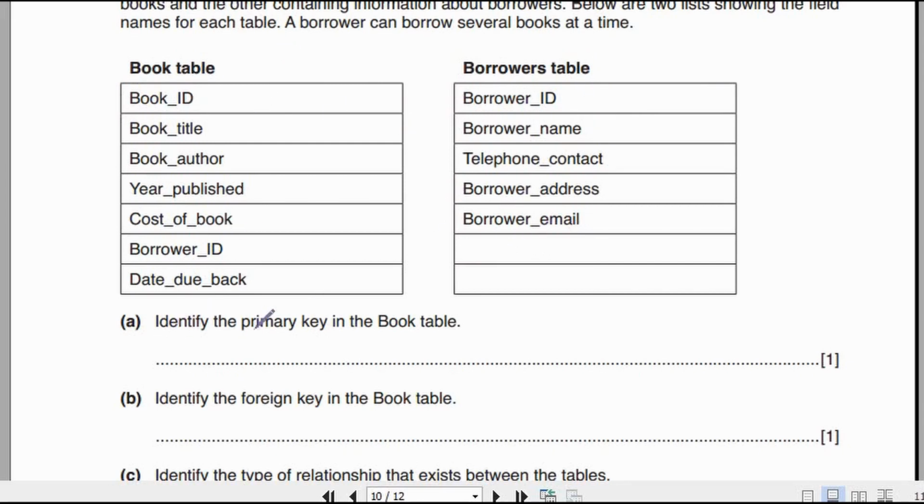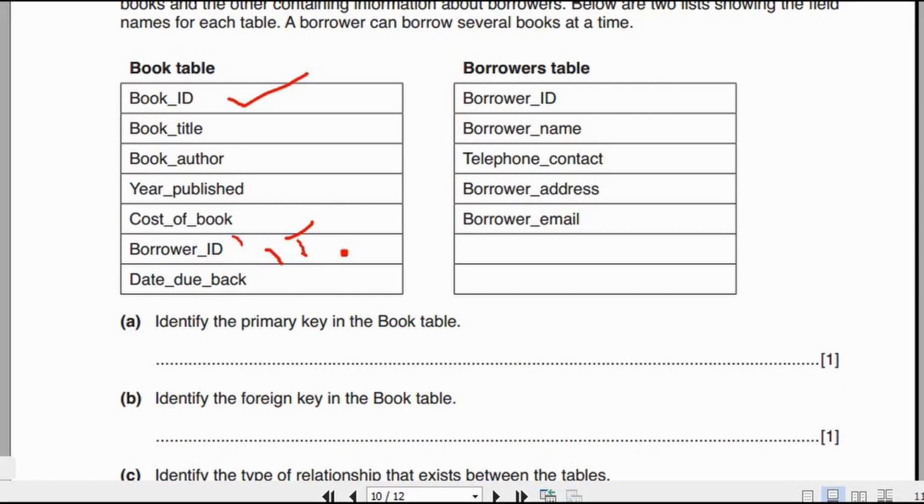So question number 1, identify the primary key in the book table. So we are talking about this book table. So ID is usually considered the primary key. So this is the answer to A. Identify the foreign key in the book table. In the book table, the foreign key creates a relationship between the book table and the borrower table. So borrower ID in the book table is the foreign key. Let me write it. Sorry. So foreign key in simple.